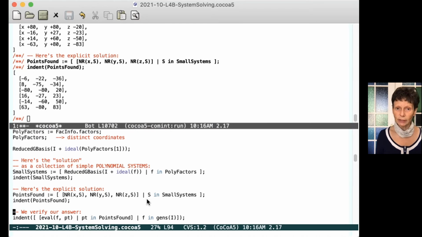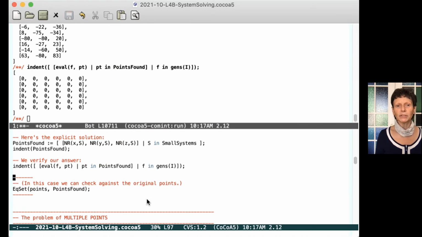So how can we be sure that these are the solutions? Well, we knew this system had 6 solutions. We found 6 solutions, and we just verified that these are solutions. So we evaluate f, varying f in all the generators of I, which means the equations of the system, and for each point in points, which are the solutions. Indeed, evaluating each polynomial in each point, we always get 0. So these are the 6 solutions of my system.